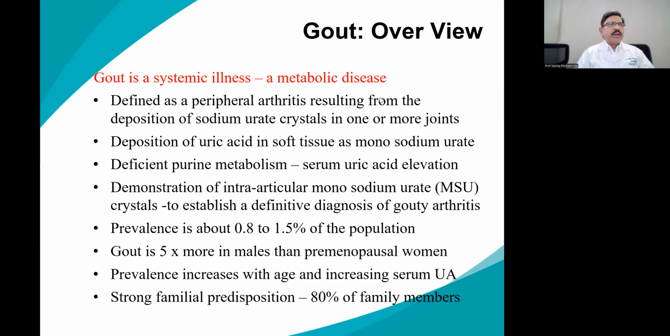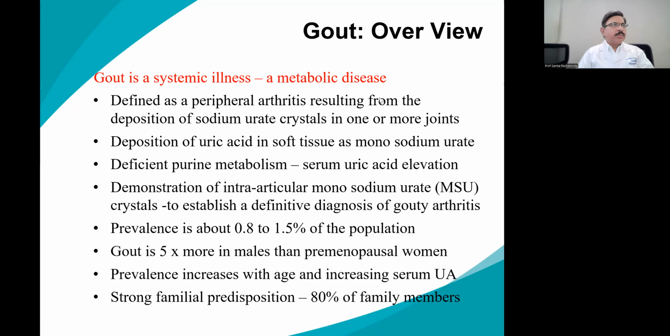How do I confirm the diagnosis? Not by looking at the uric acid in the blood, which may be elevated without gout. The only way I confirm gout is to take the joint fluid, the joint aspirate, and then look for MSU crystals. The prevalence is around 1% in the population.